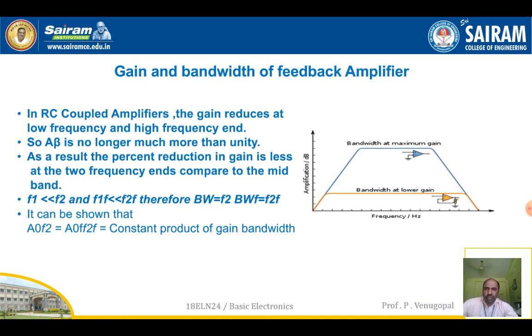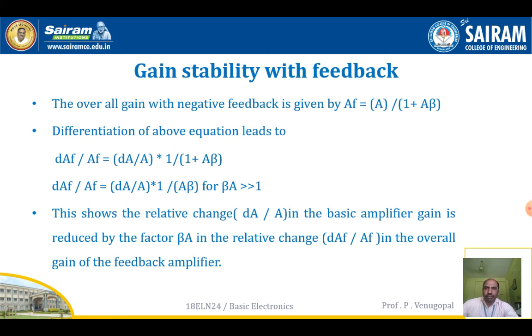So this shows that the bandwidth of an amplifier is F2. Bandwidth with feedback is equal to F2F, because F1F is much less than F2F. This can be shown that A0 into F2 means the gain bandwidth product. The gain bandwidth product without feedback is equal to the gain bandwidth product with feedback.